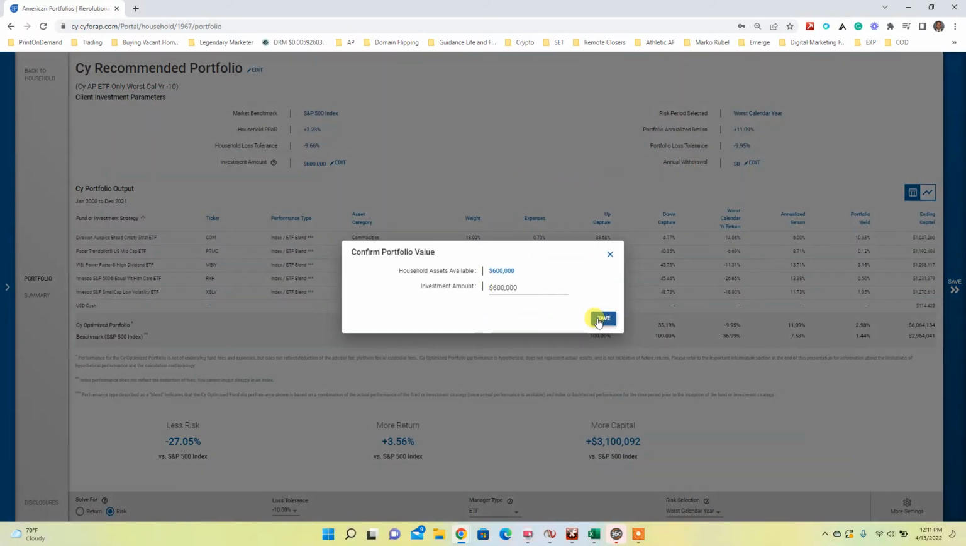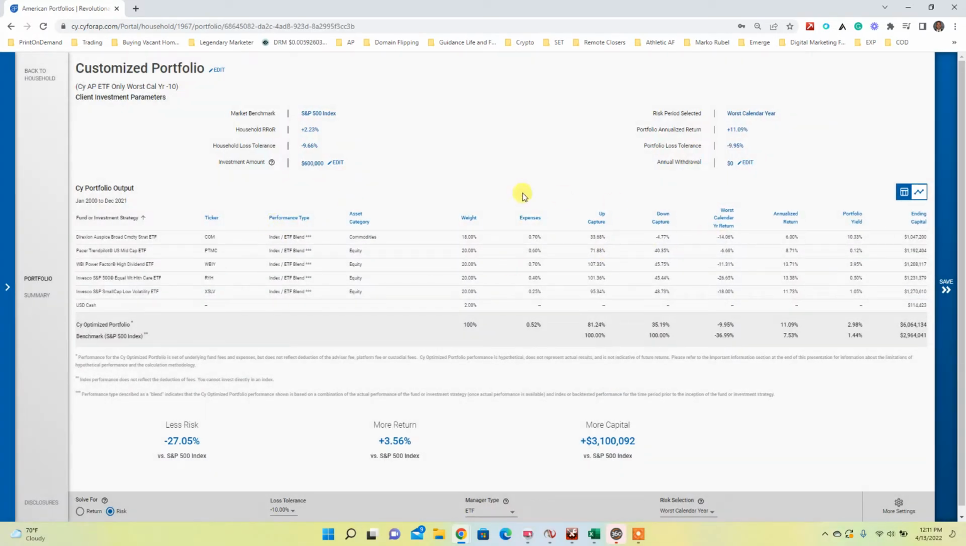And again, please don't misunderstand this. I'm not promoting or soliciting any specific ETF or any specific investment. This is just to show you the overall portfolio and the overall software and how it works. This software creates a portfolio for you that is pretty dynamic. When you look at the benchmarking, the S&P, this is what your current needs are: 2.25%, 10%. This is your investment amount. We're basing this off the worst calendar year in terms of performance. Annualized return is at 11%. Loss tolerance again is at 10%.